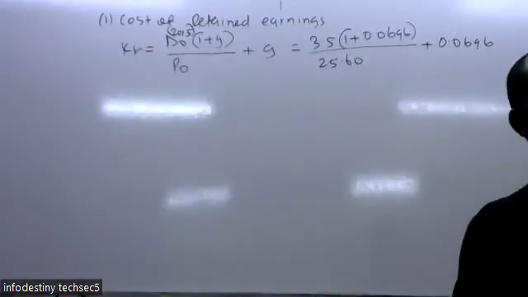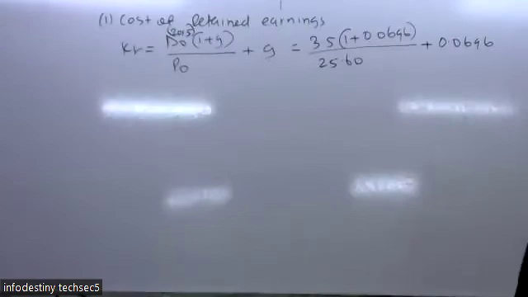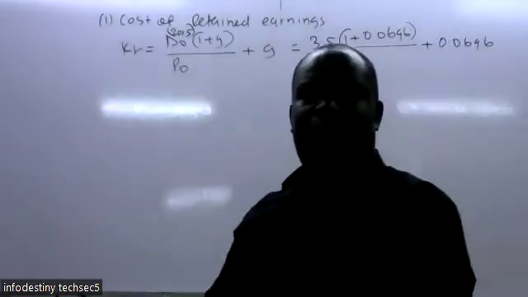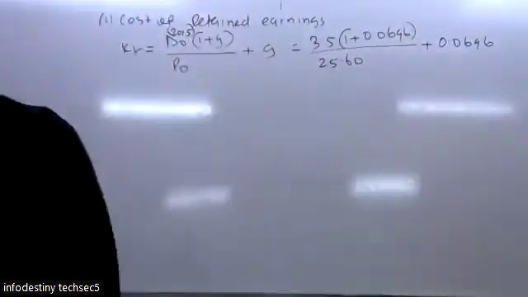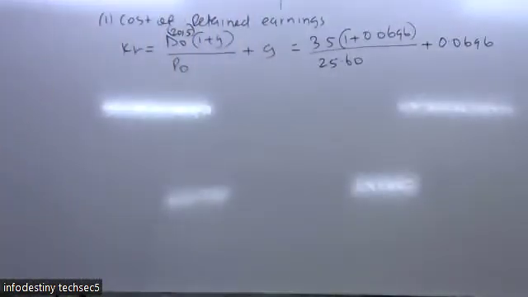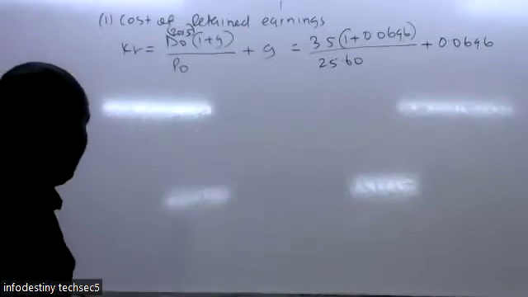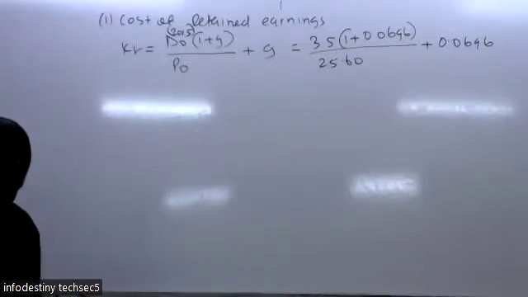Sorry, 21.58. So when you express it as a percentage, you'll come up with 21.58%. So that is now the cost of the retained earnings.